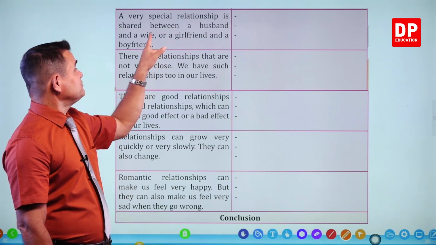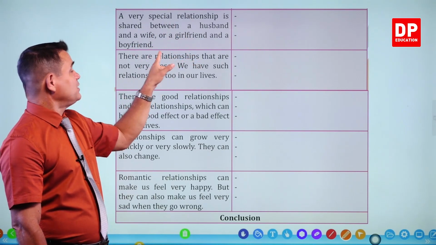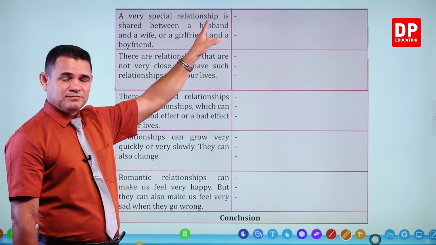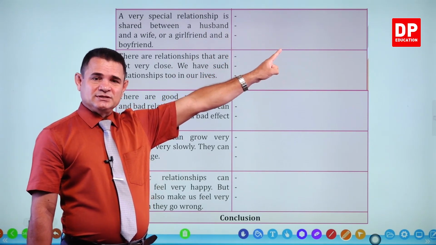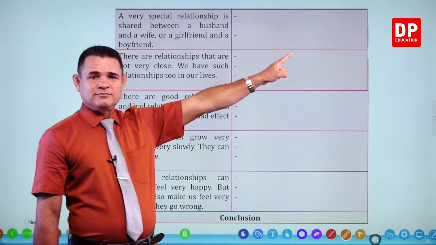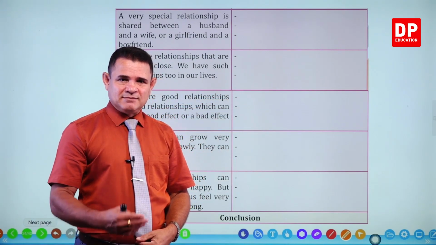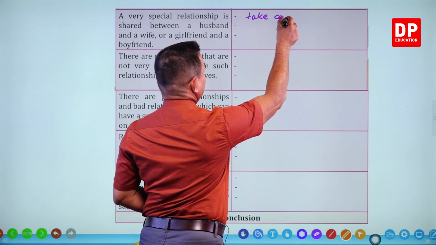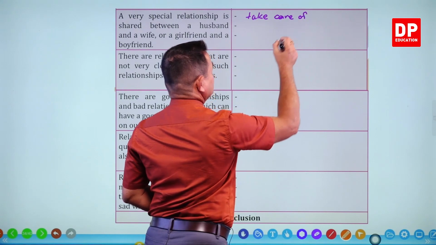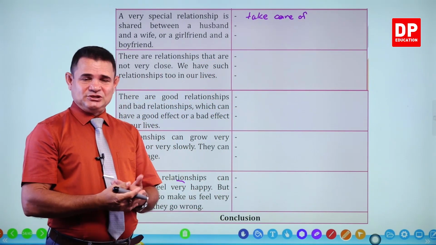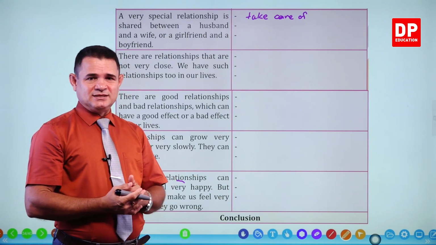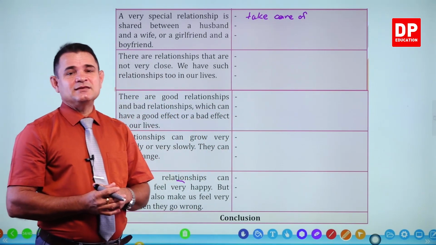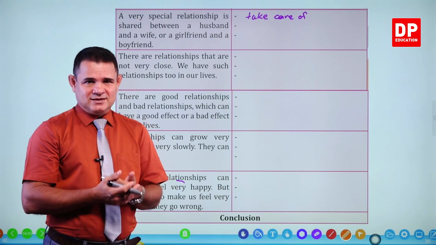Then here of course the relationship between a girlfriend and boyfriend. What can they do to have this special relationship? You can add those things. They take care of each other, help each other, respect each other. So you can include something in the paragraph and make the paragraph a little bigger.